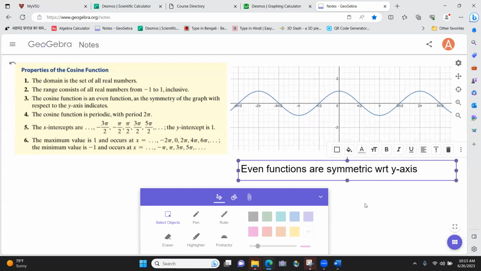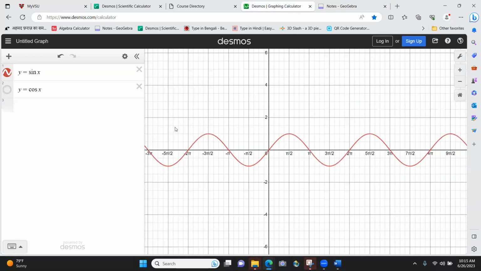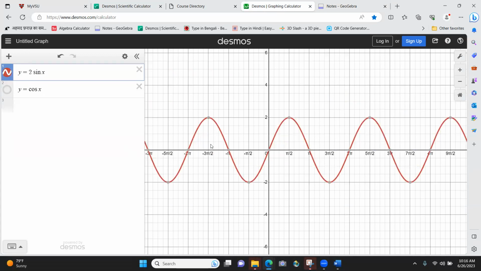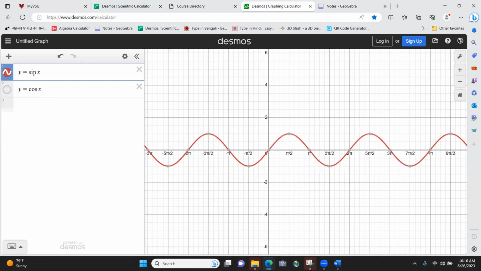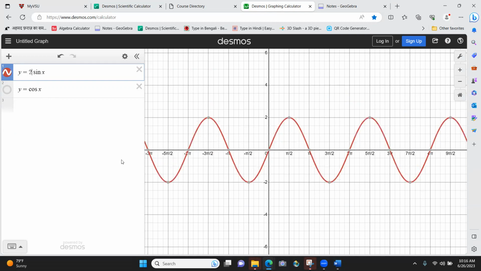All right, guys. Some interesting properties. I don't worry about cosine yet; it's going to work exactly the same way. What happens if I multiply the sine function by 2? You're going to see those. What happened? Take a look at it. One was like this, 2. It's called a vertical stretch. The curve goes up and down.